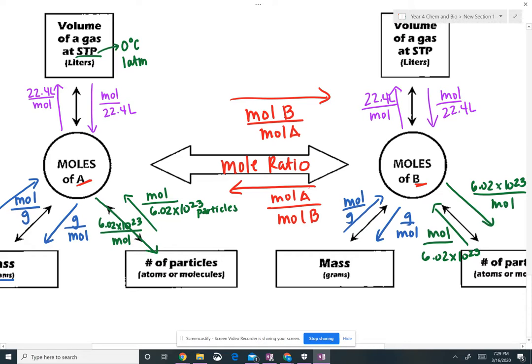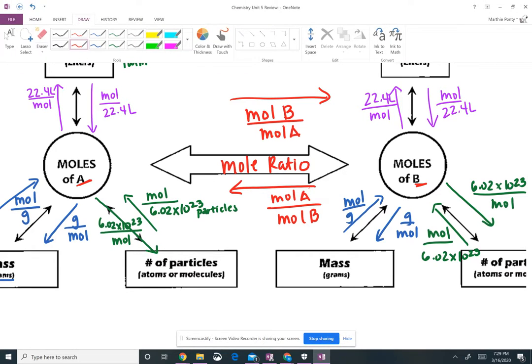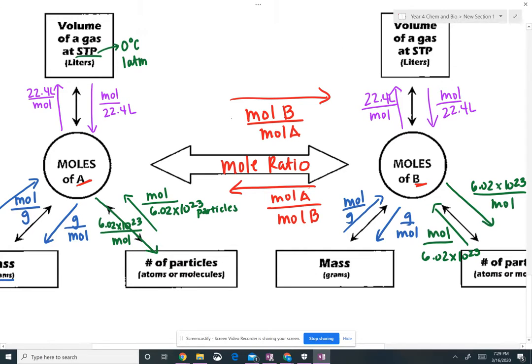The other thing to note about this mole ratio is that you are going to have a number that goes right in this square. This number that goes in front is going to come from a balanced equation. So I will look at a balanced equation and look at what numbers I have in front of the molecule that I'm talking about.